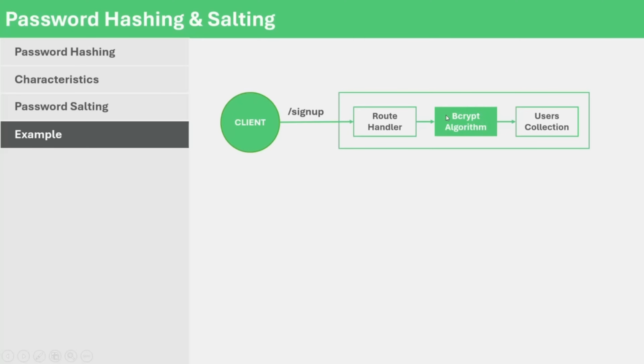And the bcrypt package provides a function called hash for hashing a plain text password into a hash string. And while hashing the password, we are also going to add some salt to it so that it will generate a strong hashed password. And after that, we are going to save that hashed password in the users collection for the password field. And this we will see practically in our next lecture.